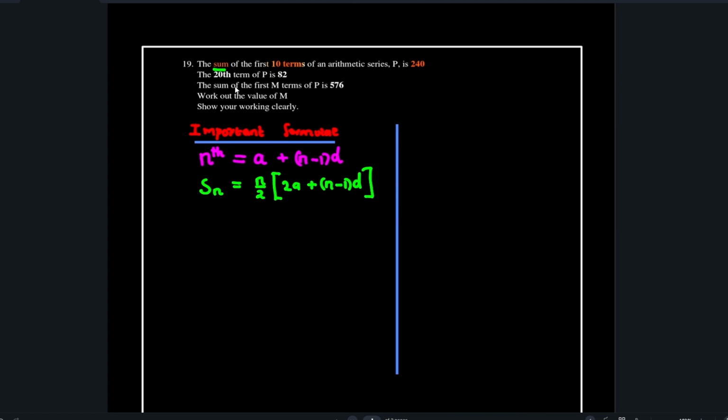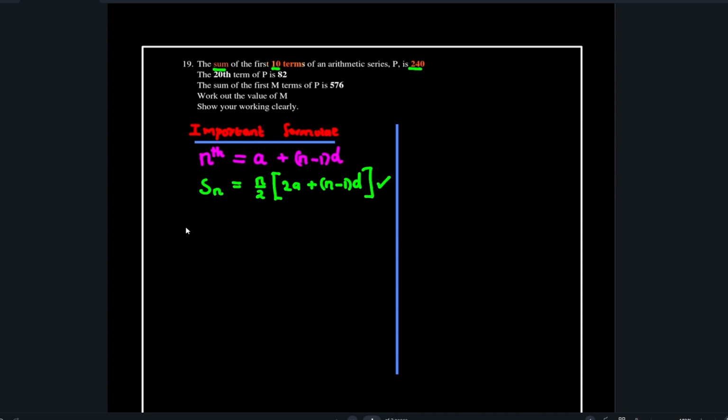So let me reiterate: if you understand how to use these two formulas, there is no question in the universe of sequence and series you cannot solve. Let's dive right in using the second equation, because in the second part we are told the sum of the first 10 terms is 240. So we are using the second equation.